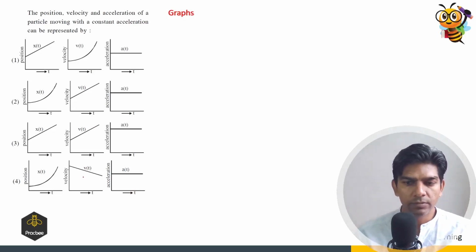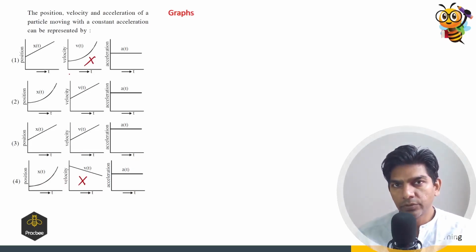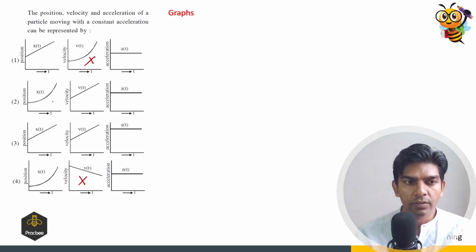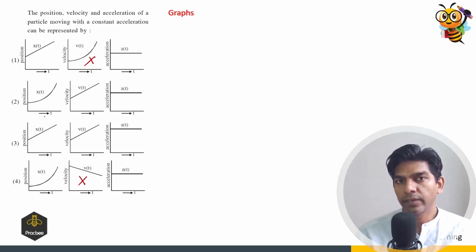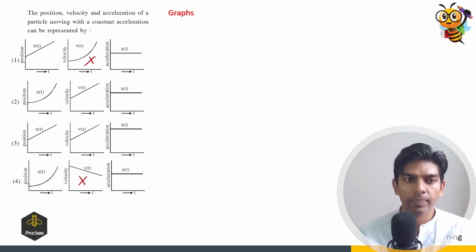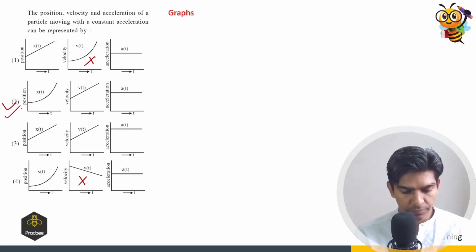It should be a straight line. And if it is accelerating, the speed should increase. So we can say this one is incorrect. This one is incorrect because it should be a linear graph. Now we have to check the position time graph. In case of uniformly accelerated motion, the position time graph is parabolic. So option 2 is the correct answer.